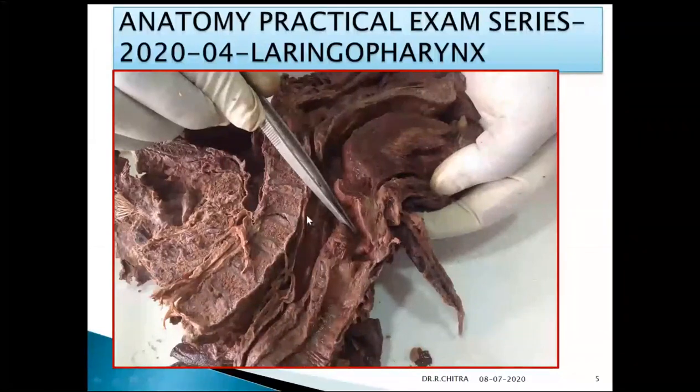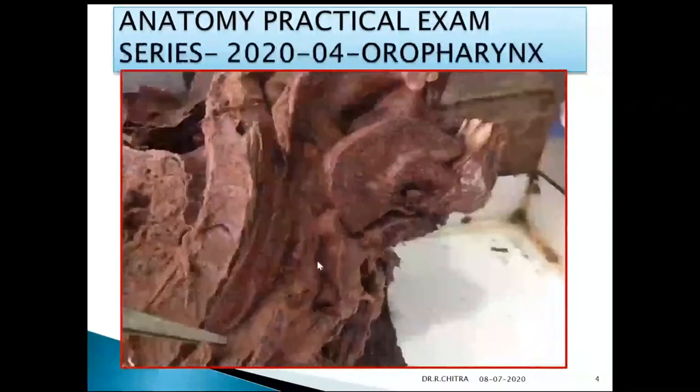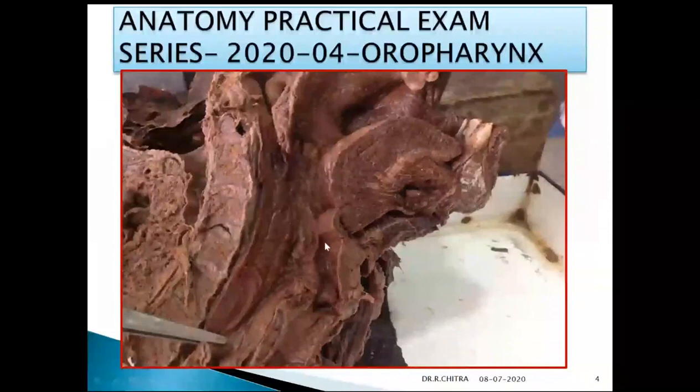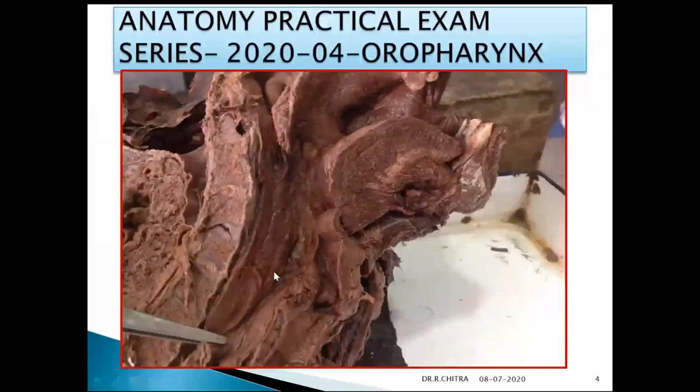If you see the posterior wall of the laryngopharynx, it is related to the fourth, fifth, and sixth cervical vertebrae. On each side of the laryngopharynx, we will have the pyriform fossa. Yes, this is again the laryngopharynx. This is the anterior wall, this is the posterior wall, and this is the laryngeal inlet. In the lateral wall, we will see the pyriform fossa.